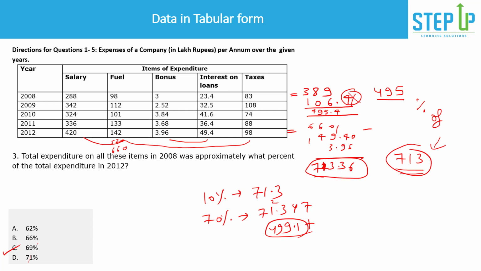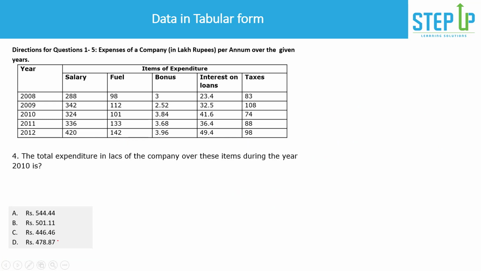713, 3% would be 21 because 1% is 7. So definitely 69 without a doubt. So we could have done it this way.